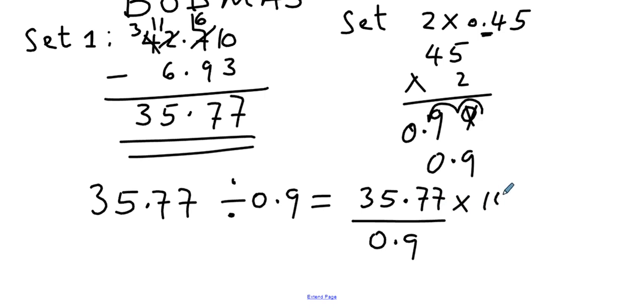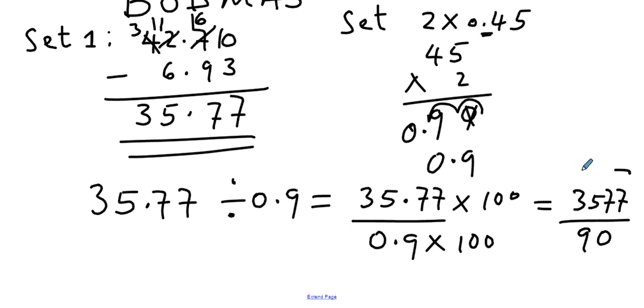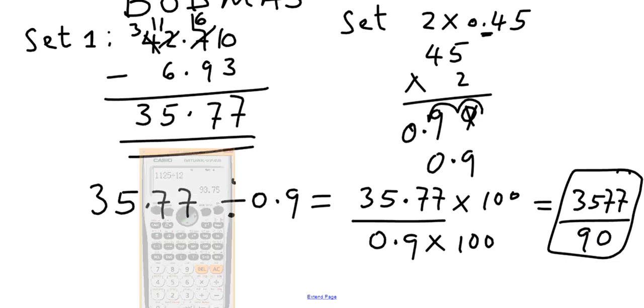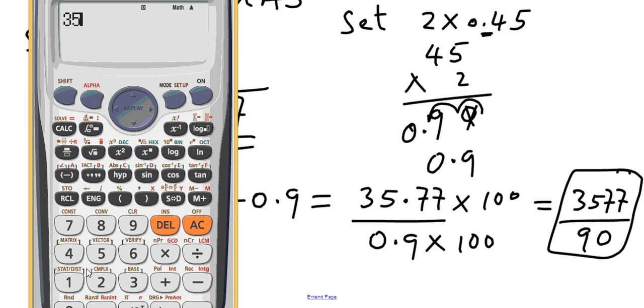So you multiply by 100, by 100. Now this 35.77 times 100 is 3577. But 0.9 times 100, this will be 90. So you can use your calculator to work out 3577 divided by 90, or you can do it by long division method. Let us use a calculator. 3577 divide by 90. See, we are getting 39.74444.